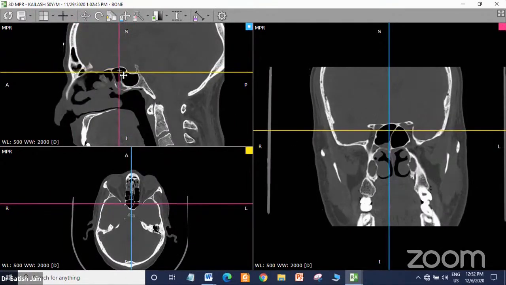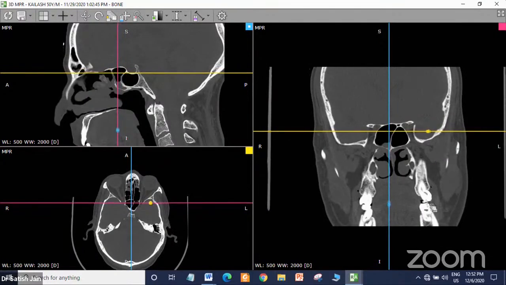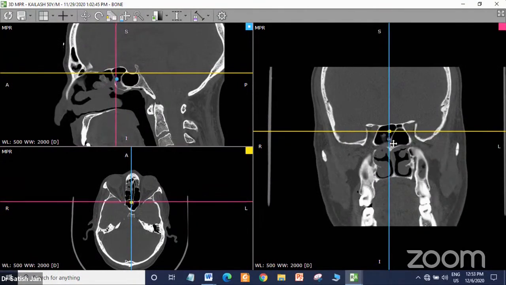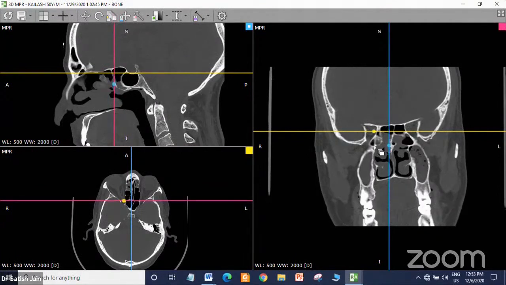Could this be ONOD? Yes. See this? This sphenoid sinus is dividing horizontally here. This could be a possible ONOD on the right side. So the radiology can be best understood on the software.